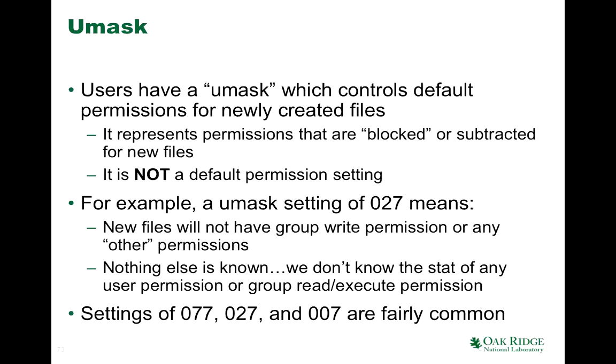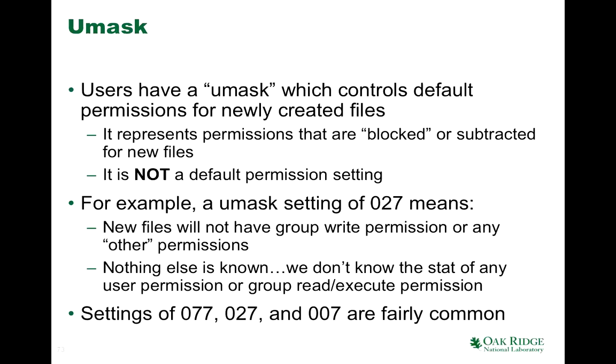So a UMask setting of 027 means you're blocking nothing for the user, because there's a 0. It means you're blocking write permission for the group, because that's a 2. And it means you're blocking everything for other, because 4 for read plus 2 for write plus 1 for execute equals 7.